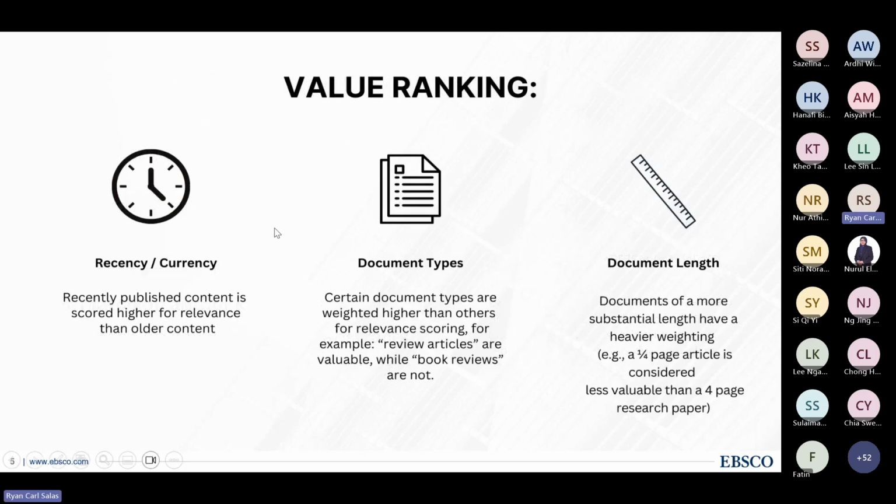I would also like to mention that we have a system called value ranking, and we can consider value ranking as the tiebreaker. This is a specific content attribute that matches the records that may contribute to relevance scoring. It's going to consider the following criteria. First is the recency or currency. Recently published content is going to be weighted heavier than older content. It's also going to give priority to certain document types.